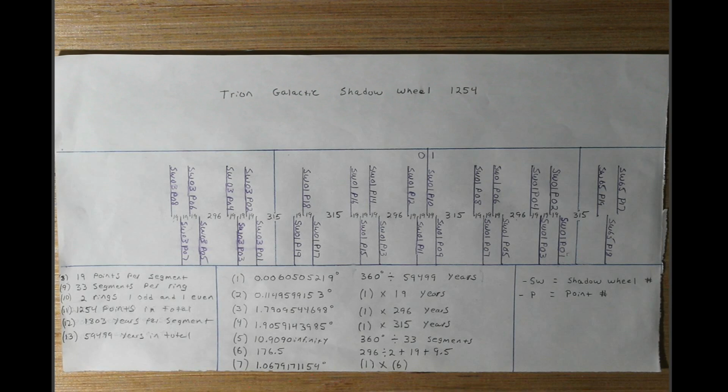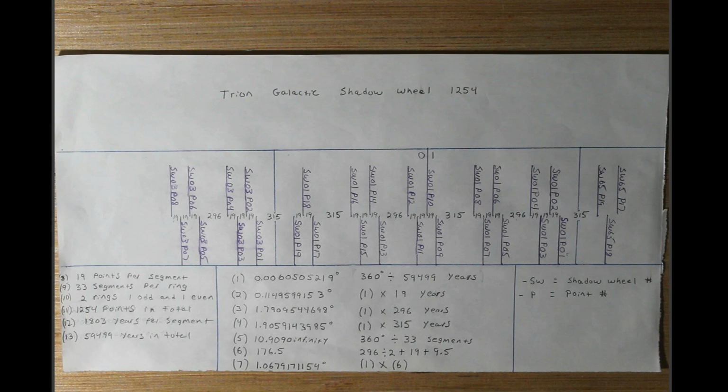Lieutenant Loom, we will now begin constructing the Trion Galactic Shadow Wheel 1254 using our number list and Adobe Illustrator. Begin with a blue circle with a diameter of 891 millimeters and another blue circle with a diameter of 791 millimeters centered within the first circle. We will from now on call this ring number 1.